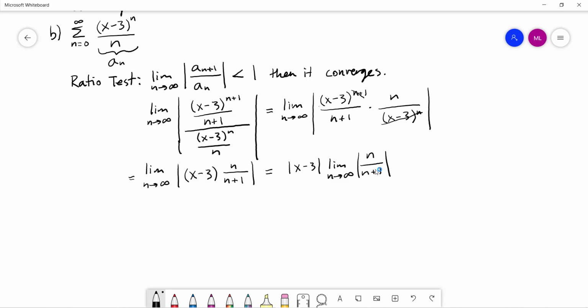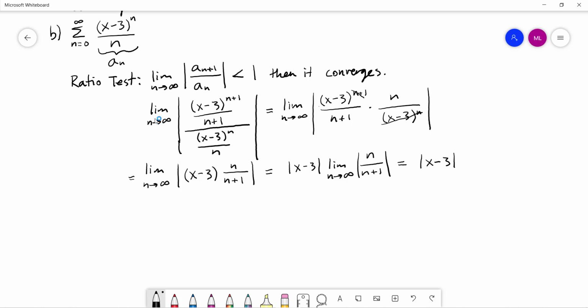But what do I get in this limit? All I need to do is look at the highest powers of n, n to the first over n to the first. The coefficients are both 1. The ratio of them is 1. As n gets really large, n and n plus 1 are basically indistinguishable. This whole thing is going to 1. So I'm just going to get absolute value of x minus 3.